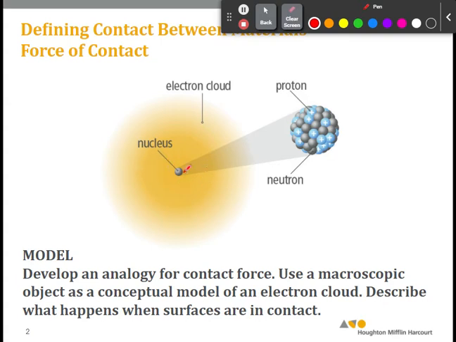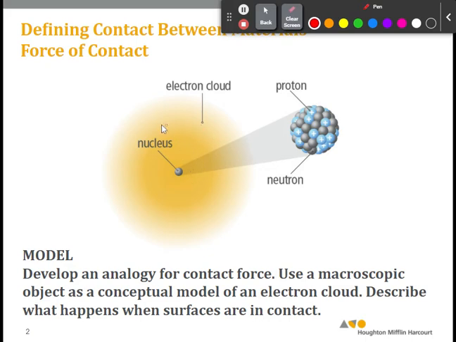Here's a model of an atom where we have the nucleus. And remember, this is way out of scale, because if we drew an atom that was the size of this yellow cloud, then the nucleus would be so small we couldn't even see it. So the nucleus is enlarged here to show where it is in the middle of the atom.